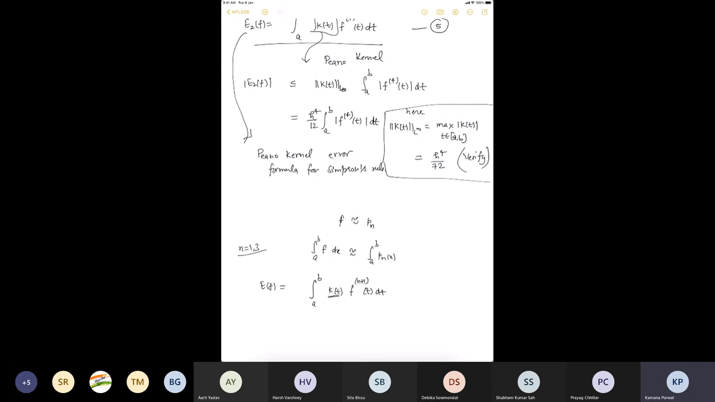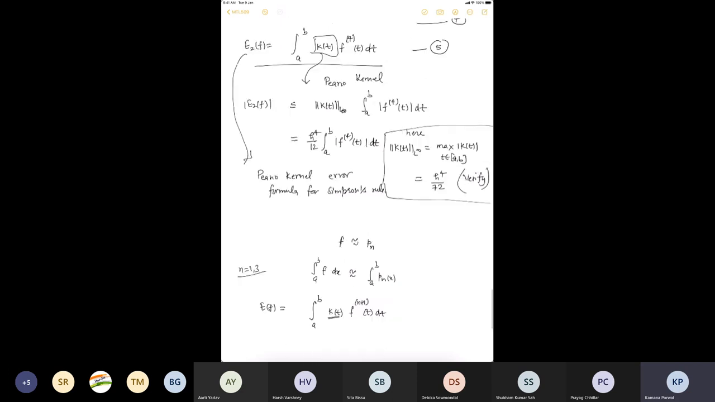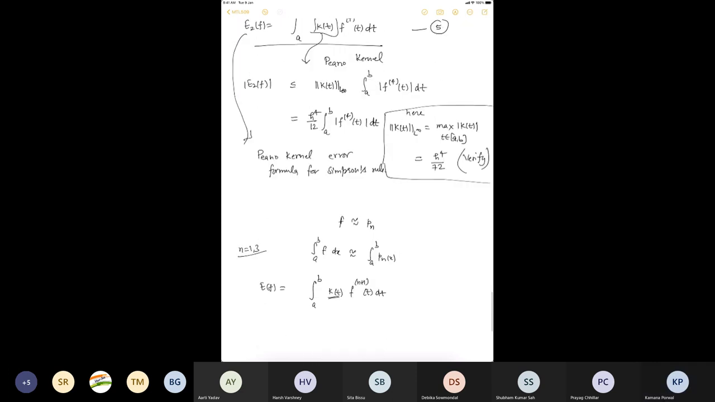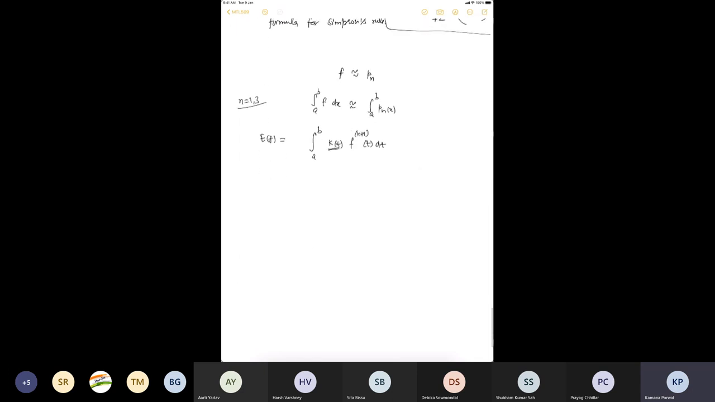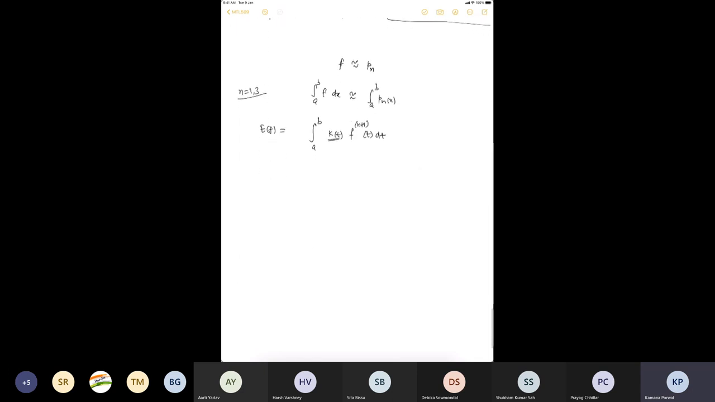One more observation you can make is the reason why we started with all these formulas: we didn't want the evaluation of the derivatives of the function at unknown points. Here you can see that it does not involve the unknown points, but of course whichever derivative is involved has to be integrated over the interval AB. Okay, so is the idea clear here for the Peano kernel formulas?